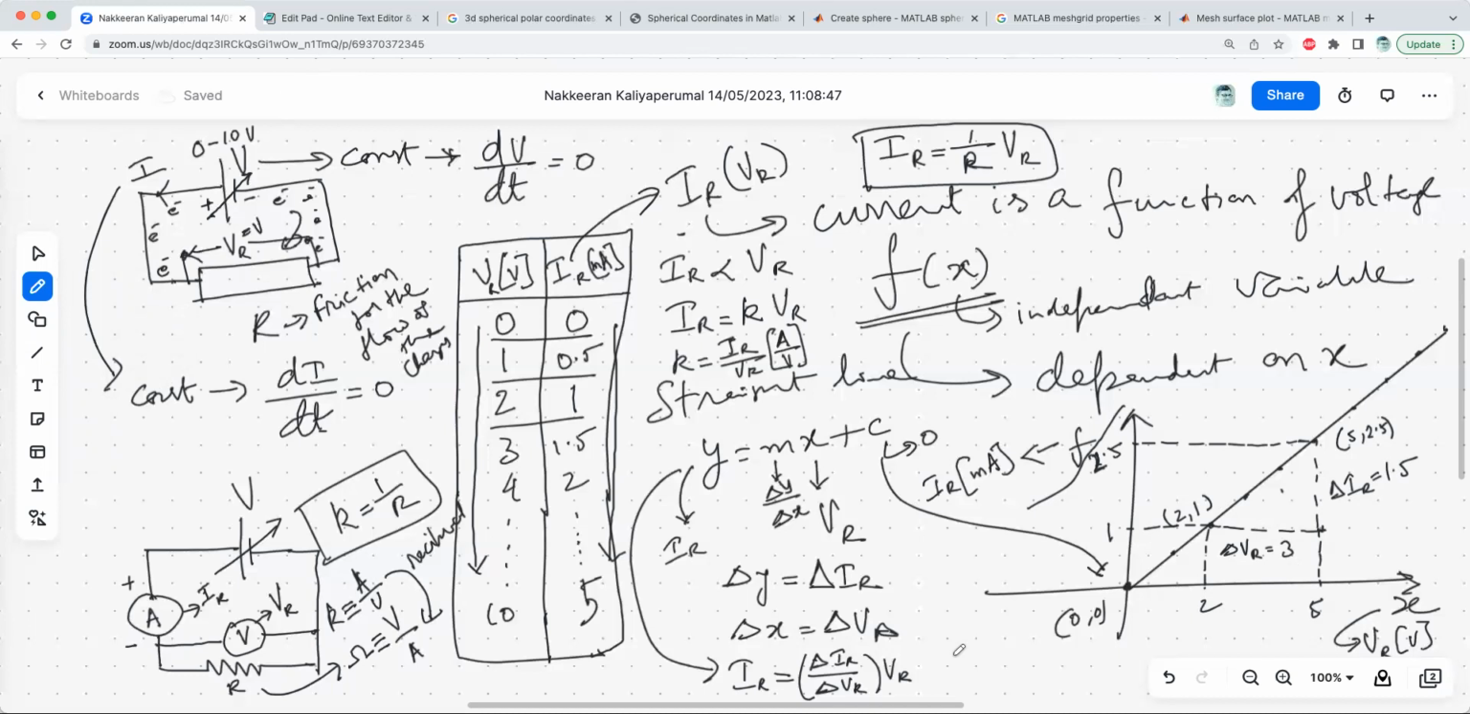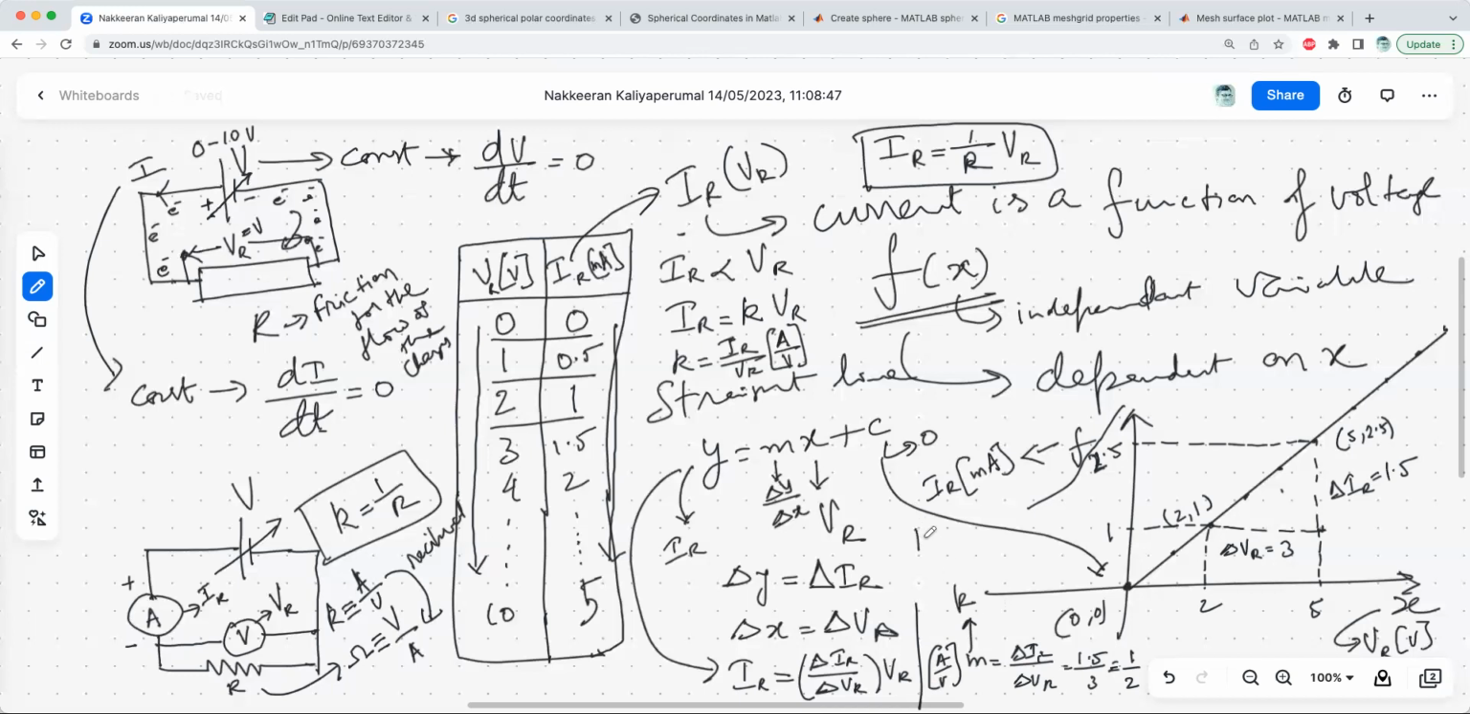So with this, we can calculate M, which is nothing but delta IR divided by delta VR, which is 1.5 divided by 3, which is 1/2. And we know that the unit of M is also going to be ampere per volt. So that tells us this is straight away our K itself. Do you understand that?